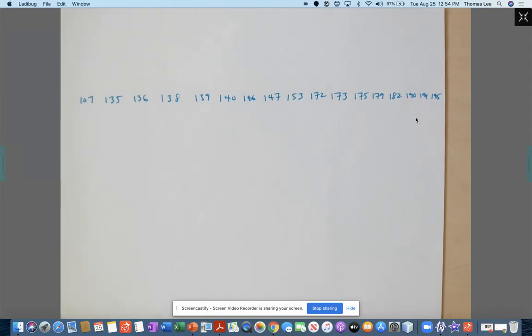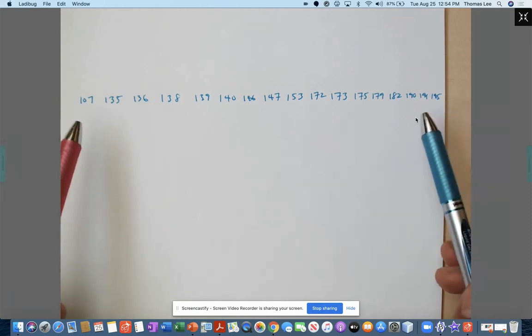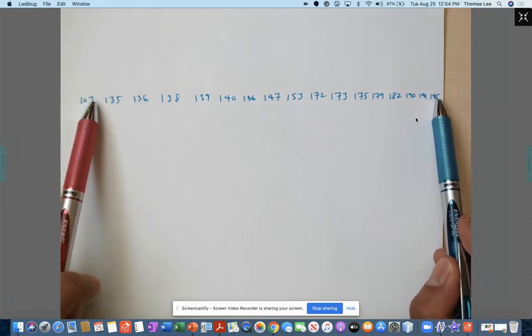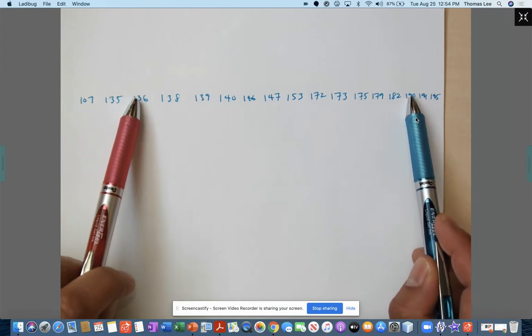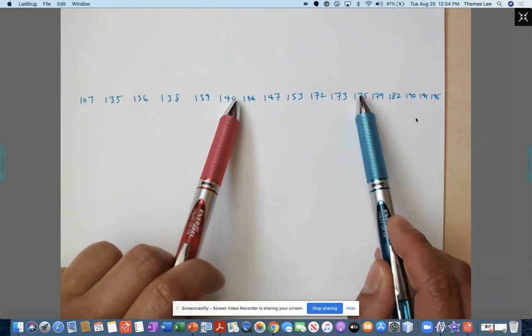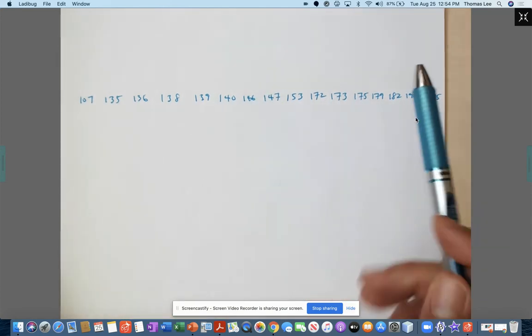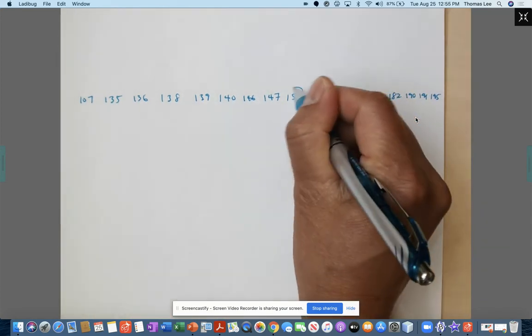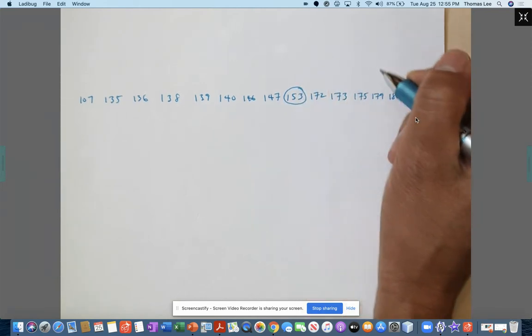So your math teachers in like middle school might have said, okay, if you want to find the median, just count, go by twos. I never learned it this way, but some students taught me this. So they go like this, boom, boom, boom, boom. And there's your middle observation. Okay, so that's your median.